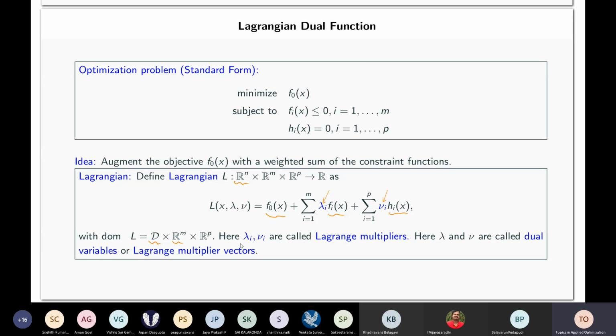And here lambda i and nu i are called Lagrange multipliers. And here lambda and nu are also sometimes called dual variables or Lagrange multiplier vectors. So there are many names for these parameters. Either they are called Lagrange multipliers, or dual variables, or sometimes Lagrange multiplier vectors.